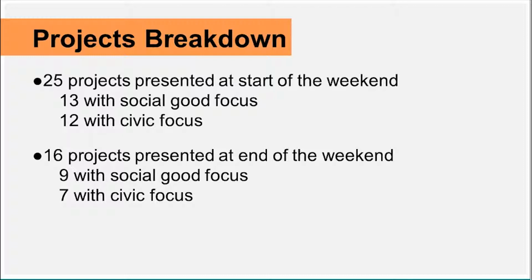They, in particular, needed a mapping solution for their website, as a communication tool and to better serve their users in finding the information they needed about the local farming community. Looking at the project breakdown, you can see that we brought a pretty well-balanced number: 13 social good focused projects into the weekend and 12 with a more traditional civic focus. And at the end of the weekend, we had 16 projects that had something ready to present.